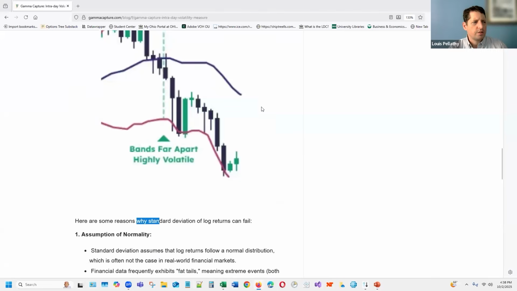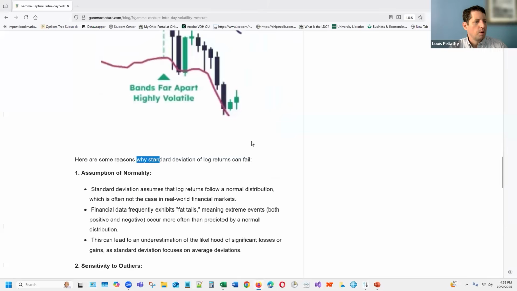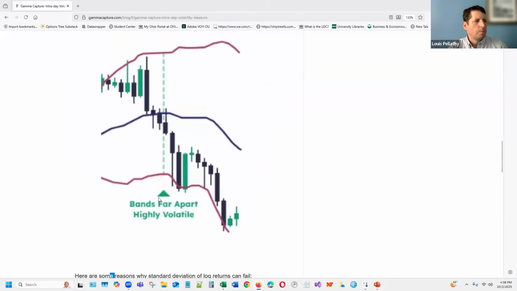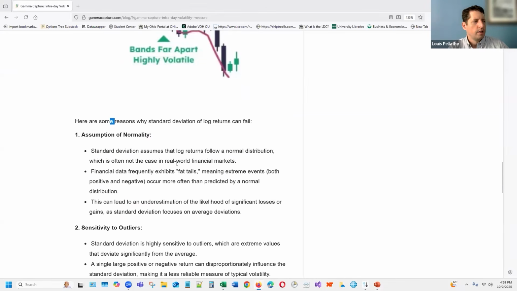I don't know if you guys can see this website here. This is the gamma capture website. You're able to see that okay? Here you have an instance where the Bollinger Bands widen out very quickly. The price moves down very fast as a jump, and the bands widen out.